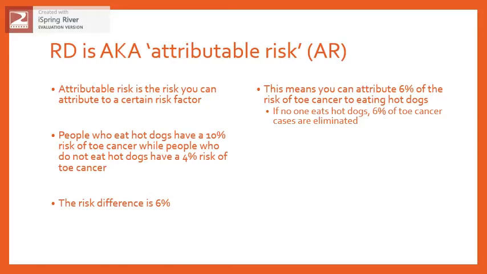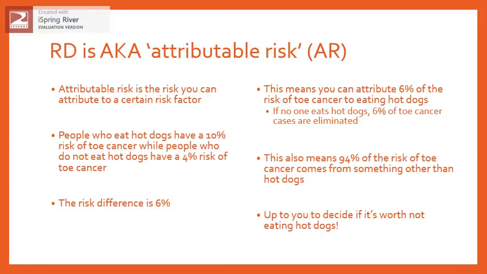Another way to think of that is if no one ate hot dogs, 6% of toe cancer cases are eliminated. So there would still be toe cancer, but 6% of the cases wouldn't happen. Another way to think about it is that 94% of the risk of toe cancer comes from something besides eating hot dogs. Only 6% of the risk of toe cancer is from hot dogs, so 94% is from something else. That leaves it up to you to decide, should you continue to eat hot dogs or not? Do you think the risk is high enough that it's not a good idea, or are you willing to accept that risk?